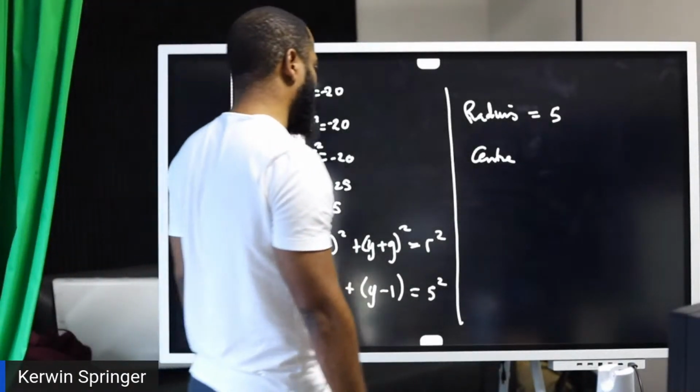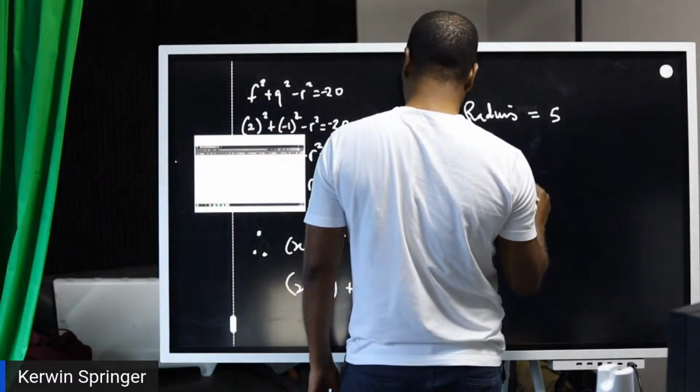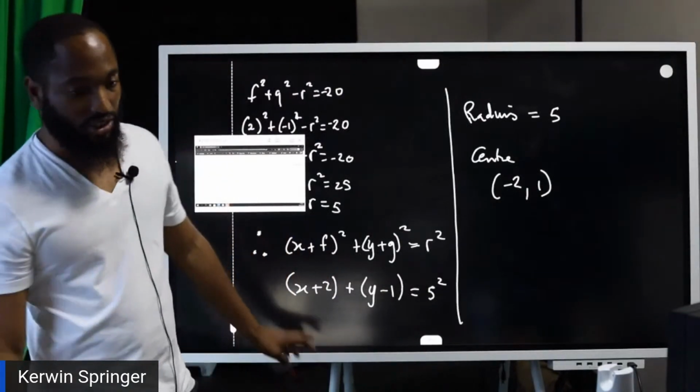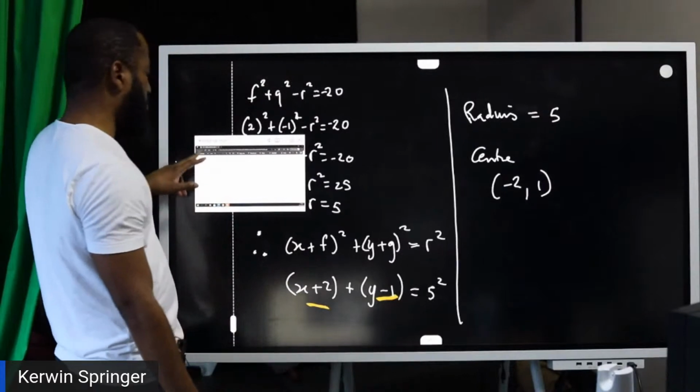The center would be negative 2, 1. You just switch the signs on this. So this is a 2017 past paper. You all could finish all the rest.